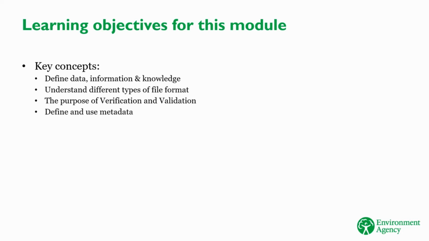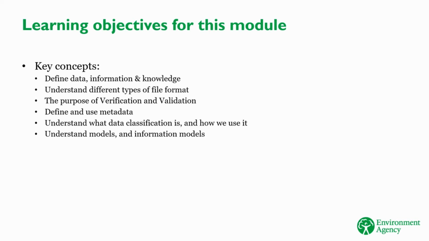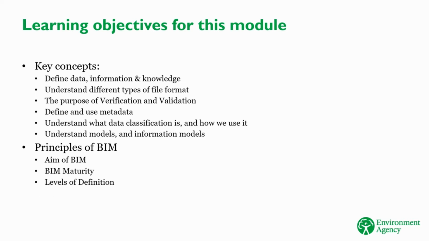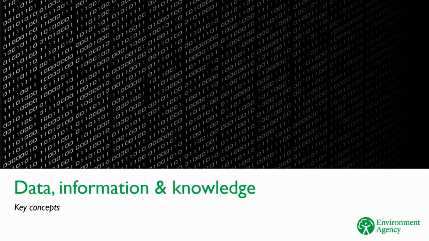You'll learn about metadata, how it's applied in the EA, and how it's used to classify data and information. And you'll learn about different kinds of models. After that, we'll talk about the key principles of BIM and how it's relevant in the Environment Agency. You'll learn the aim and purpose of BIM, the measures of BIM maturity or adoption, about level of definition, a key BIM concept, how to define and use a volume and location strategy, and the use of COBie to exchange data and information.